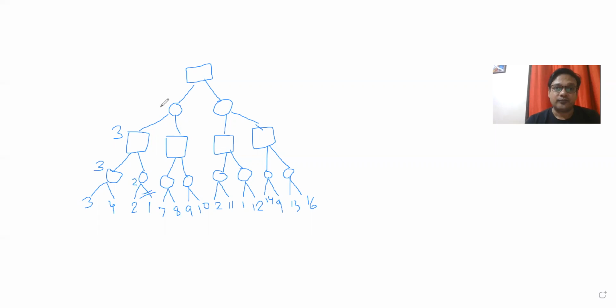Now beta will come here. 3 will be the value of beta. Beta will be 3 here. If I traverse in this direction, this direction, this direction, so the beta will be 7 here. 7 and 8, what is the minimum? 7. That is fine. So this alpha will also be 7 here. So this is also 7.